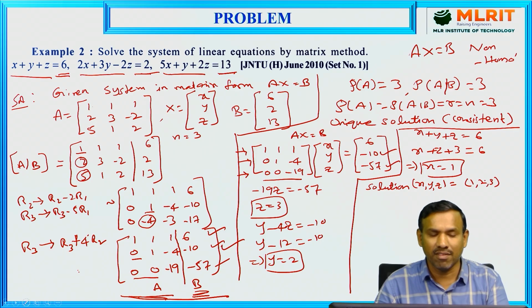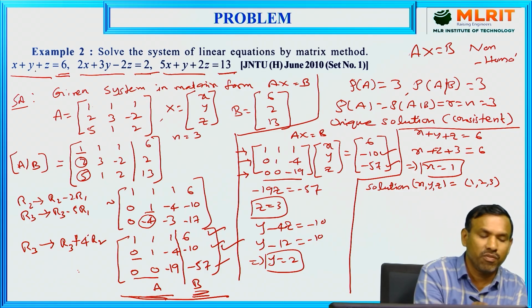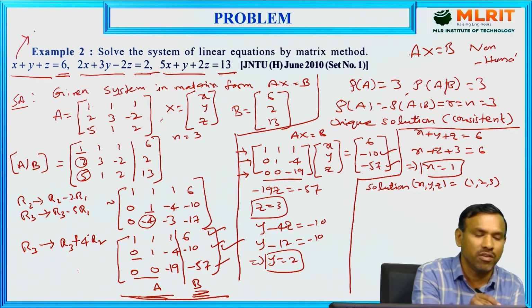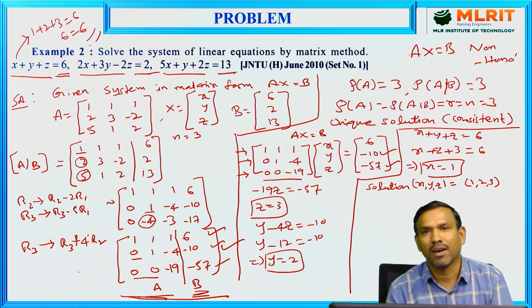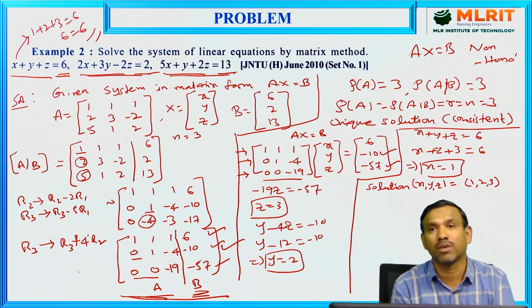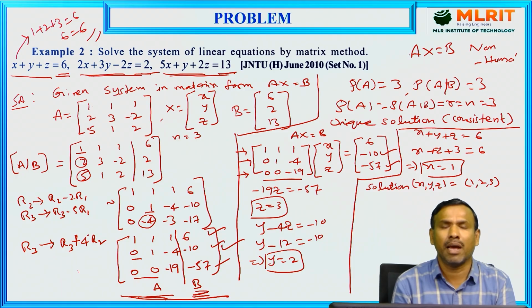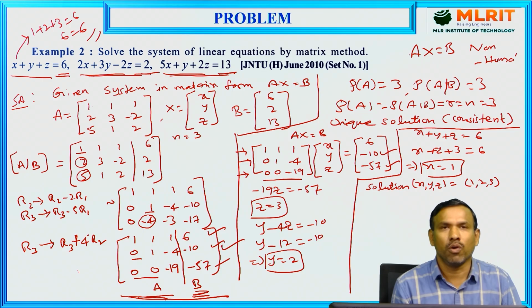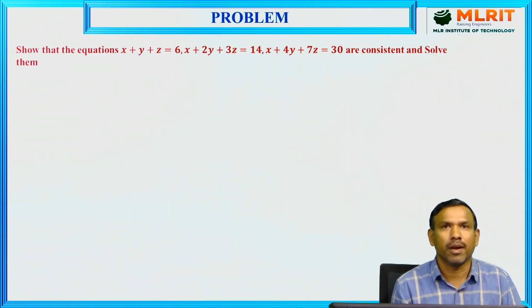Whether this answer is correct or not, you can substitute in any equation and check. See that one, x plus y plus z is equal to 6. Here x plus y plus z is equal to 1 plus 2 plus 3, which is equal to 6. Yes, satisfying. 6 is equal to 6. Not only the first equation, you can substitute in the second and third equations. Simultaneously, at a time, it will satisfy all the three equations, right? So we'll go for one more problem.